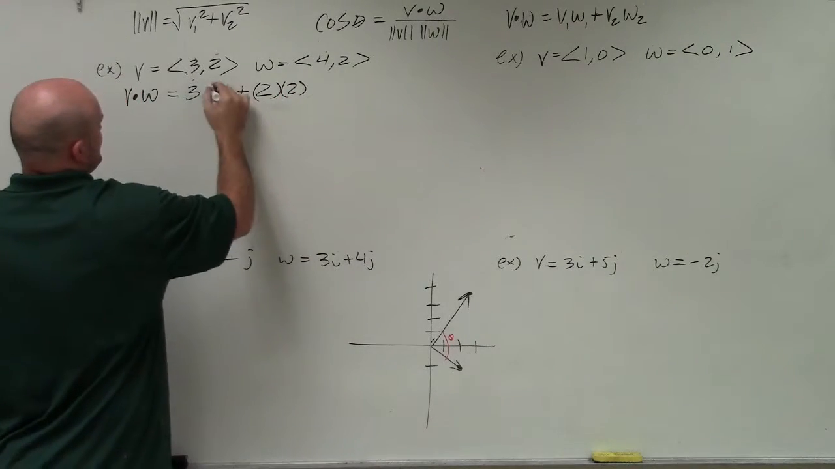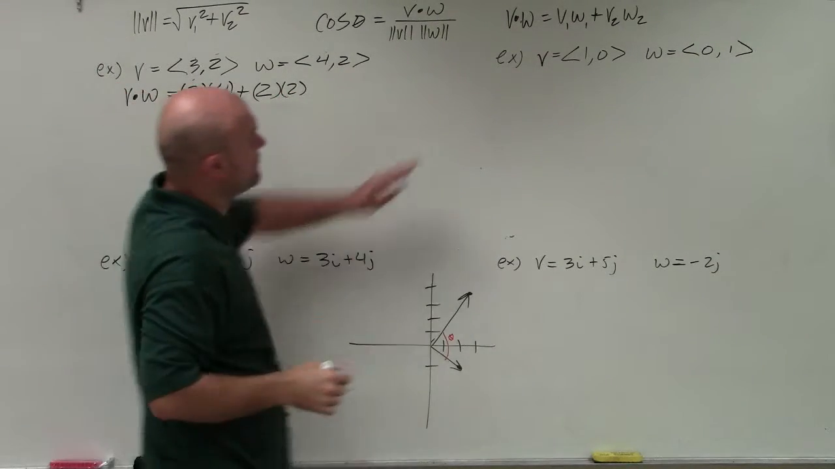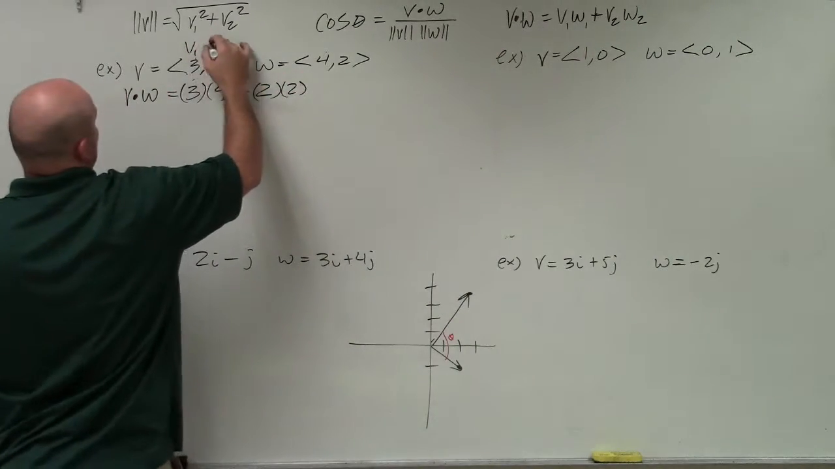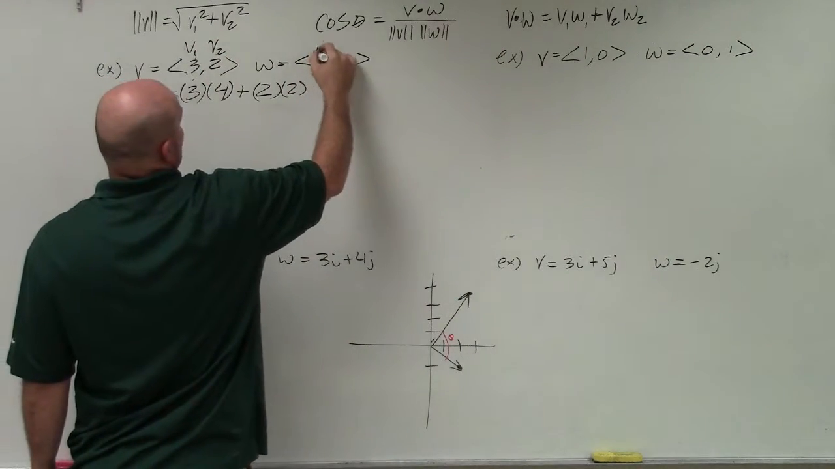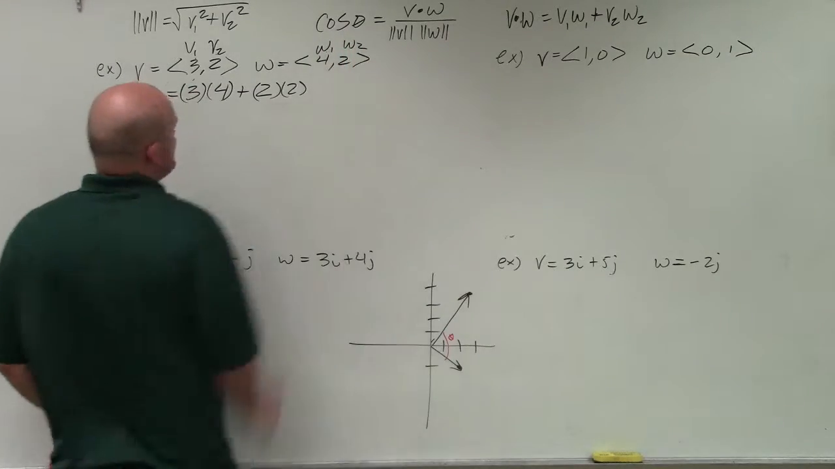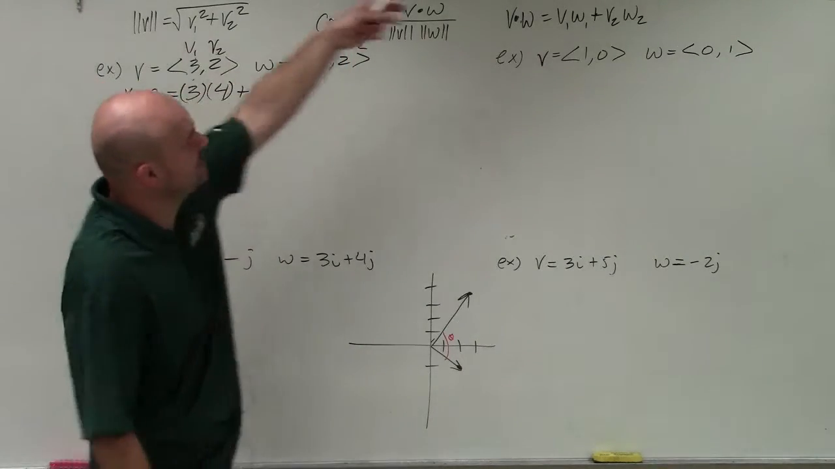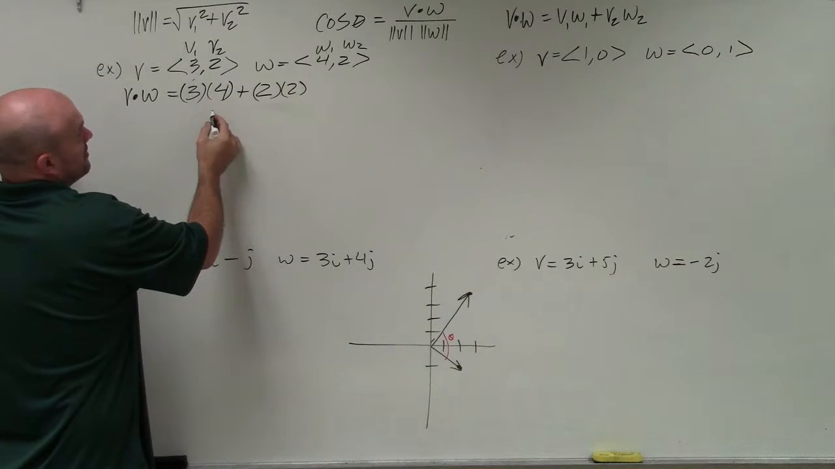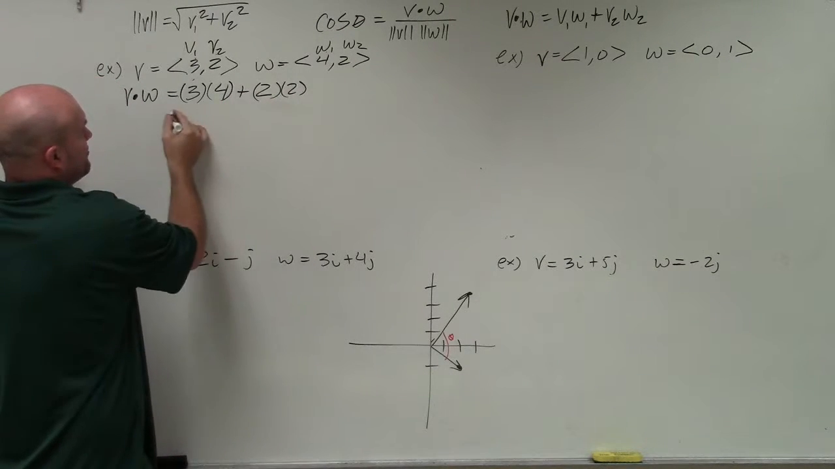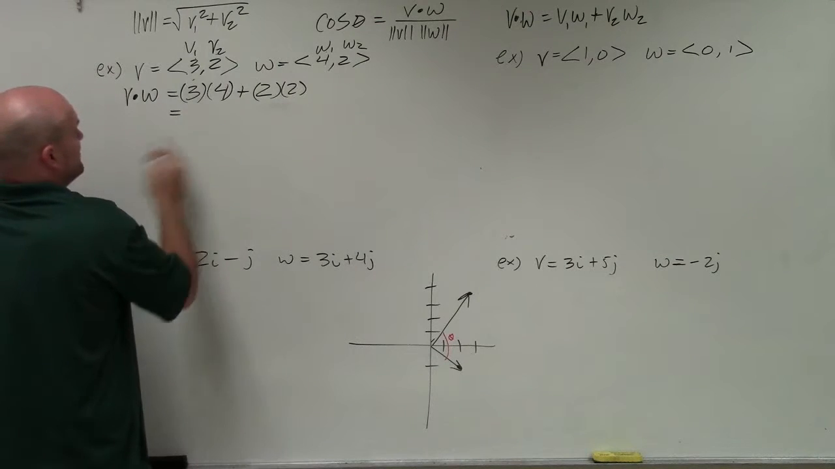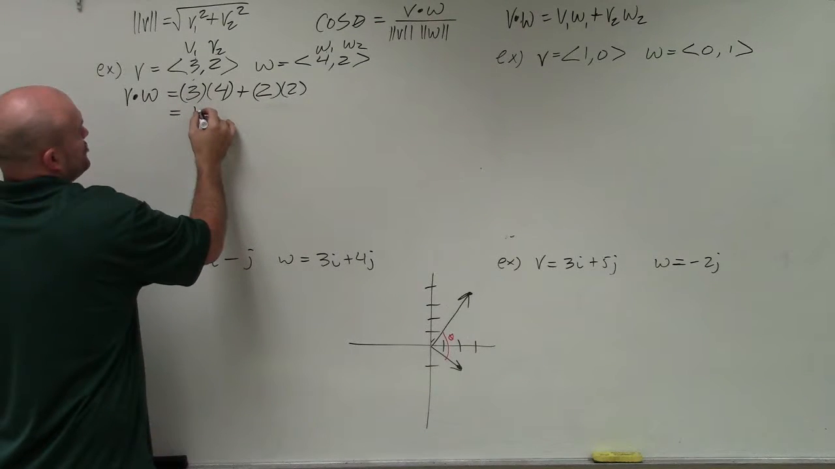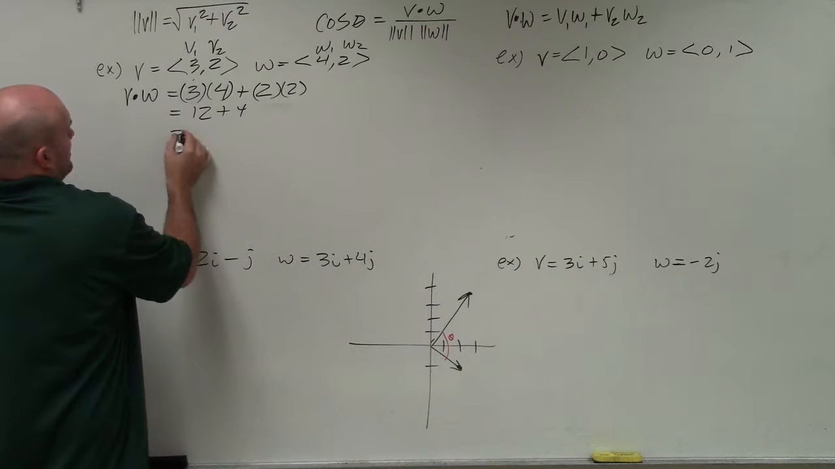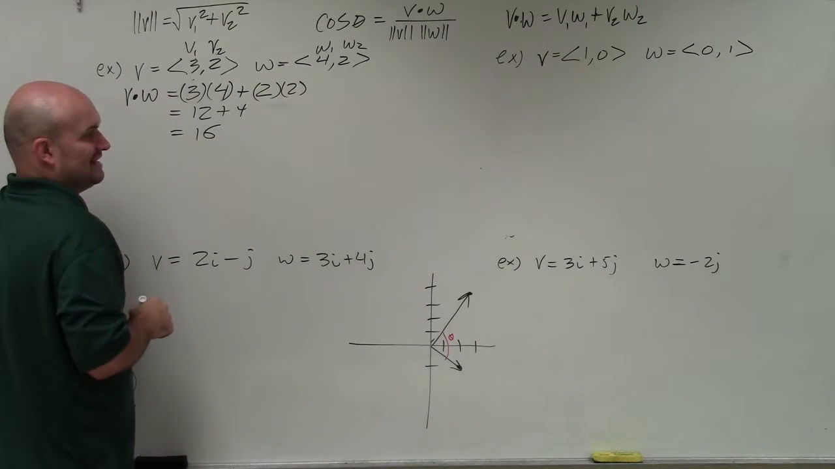I'm going to use parentheses, not to distribute. Remember the formula: this is my v1, v2, and this is my w1, w2. All I did was plug those values into my dot product formula, so I did v1 times w1 and v2 times w2. Remember, the dot product gives you a scalar, not a vector. 3 times 4 is 12, and 2 times 2 is 4. Therefore, I'm left with 16 as my dot product.